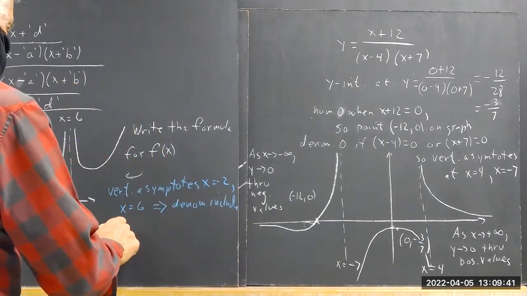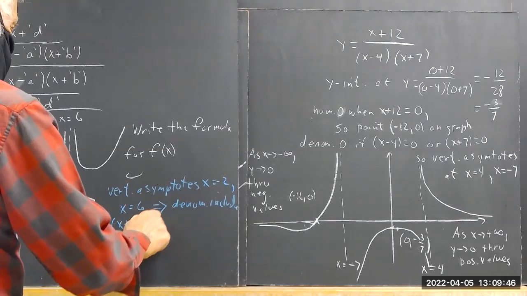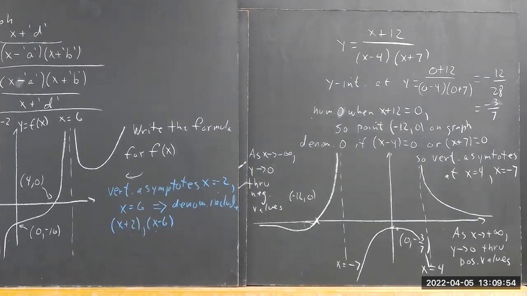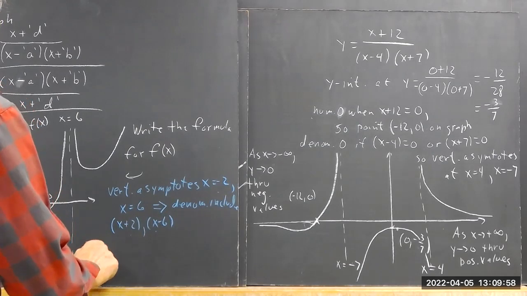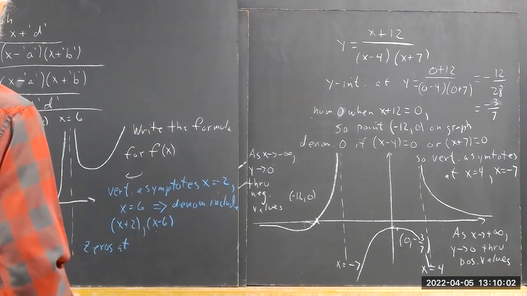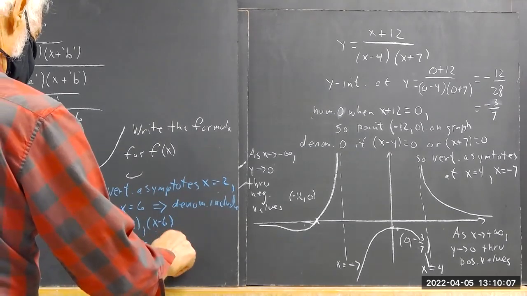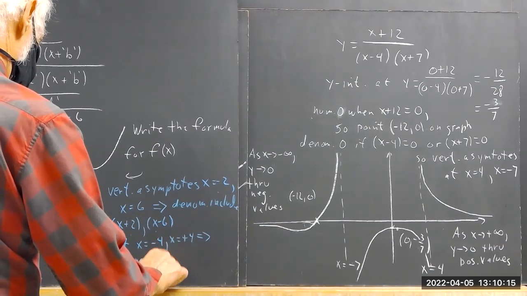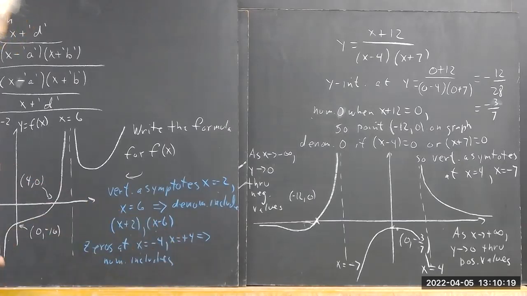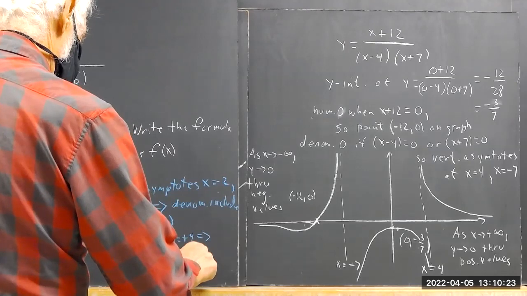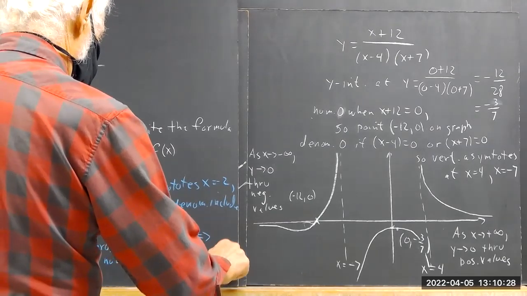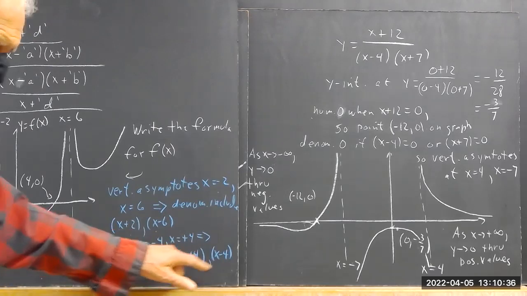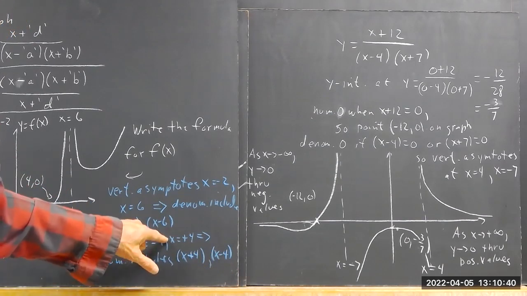So the denominator includes factors x plus 2 and x minus 6. And then, as the zeros are at negative 4 and positive 4, your numerator has to include x plus 4 and x minus 4. And when I say includes, what I really mean is the numerator has these as factors. These are factors of the numerator. These are factors of the denominator. That's what I mean by includes.